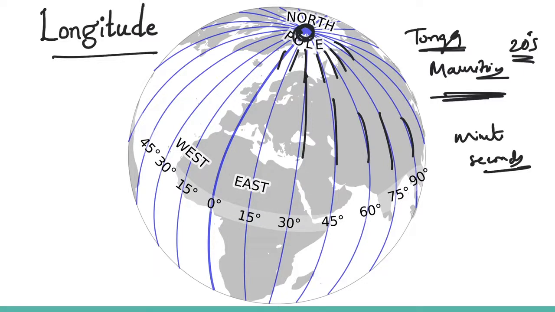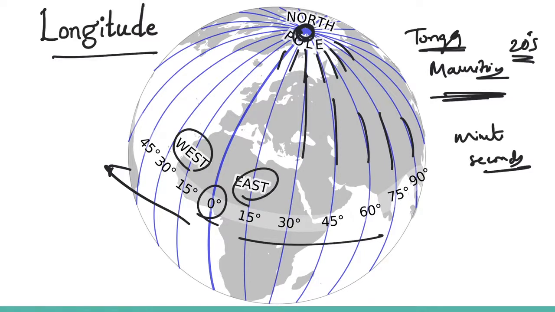The meridian that passes through Greenwich, where the British Royal Observatory is located, is called the prime meridian, and its value is 0 degree longitude, and from it we count 180 degrees east and 180 degrees west. The prime meridian and the 180 degree meridian divide the earth into two equal halves, that is the eastern hemisphere and the western hemisphere. Therefore, the longitude of a place is followed by the letter E for east and W for west.